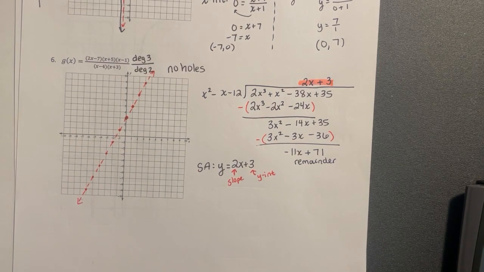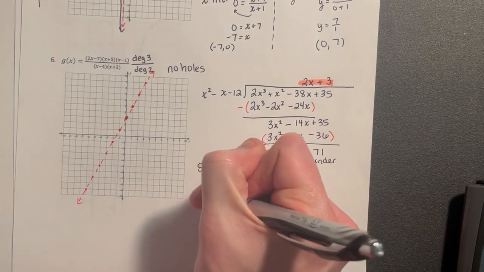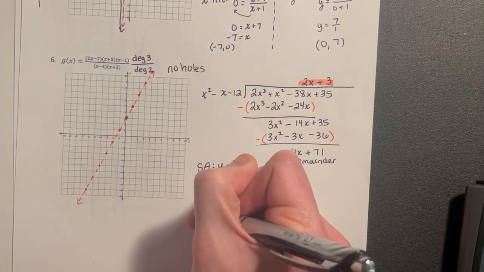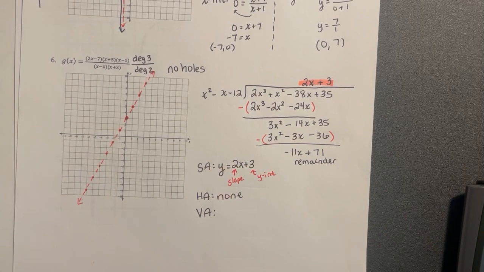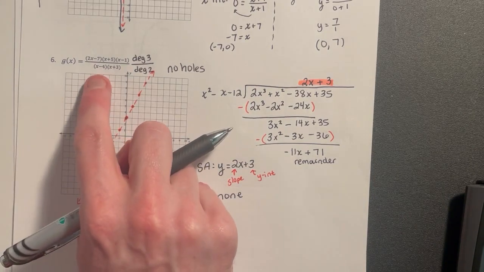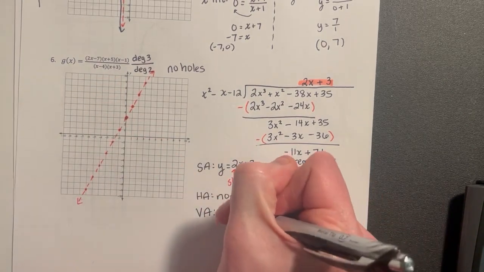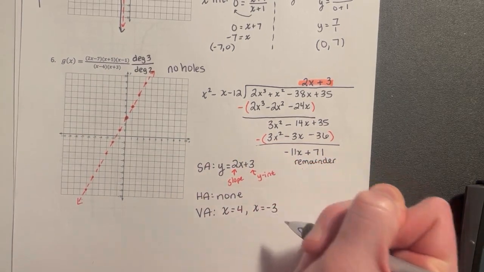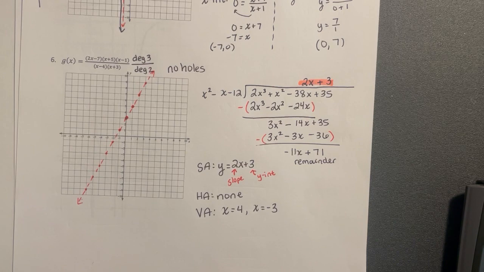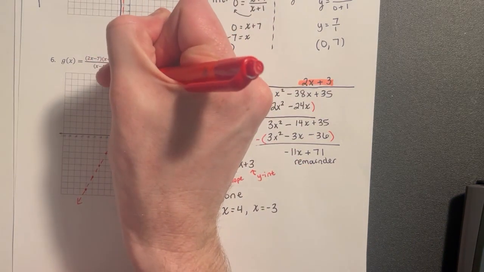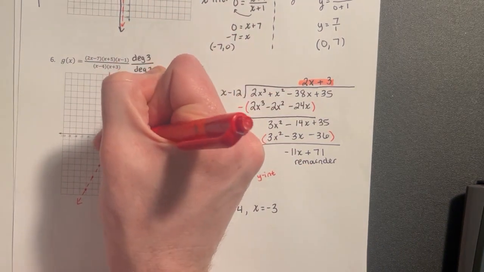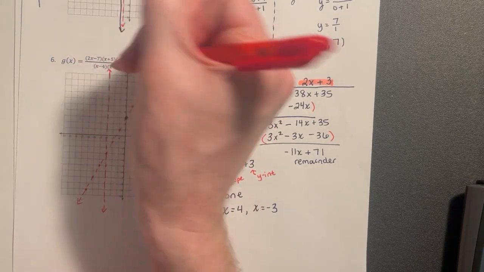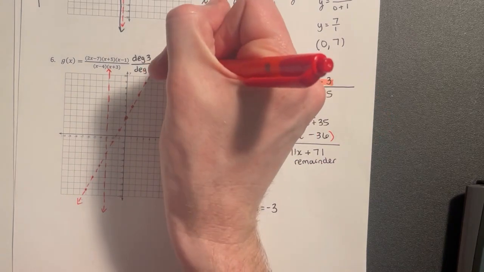I did skip the vertical asymptotes. We know that there's no horizontal asymptote since there was a slanted one, but the vertical asymptotes come from that denominator. There weren't any holes, but we have 2 vertical asymptotes. So one's at positive 4 and another one is at negative 3. So negative 3, let's draw that one in here. And then again at positive 4.